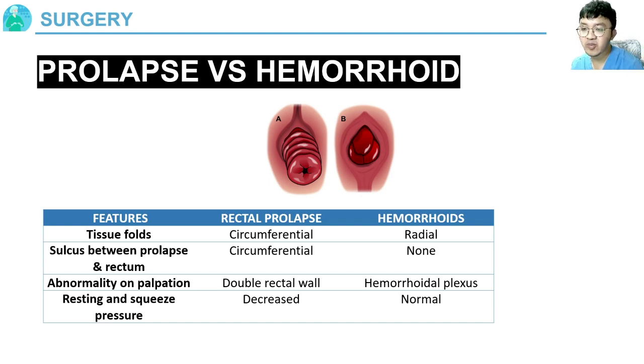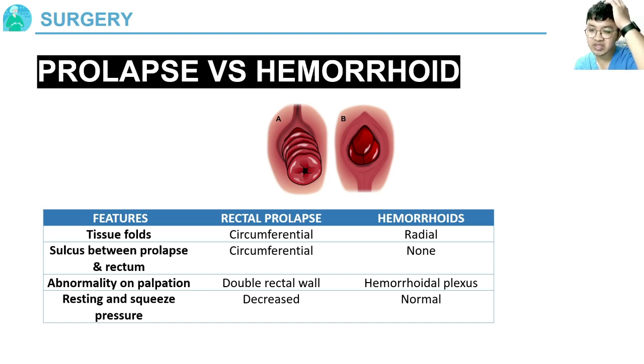Okay? So on palpation for rectal prolapse, you're going to feel a double rectal wall. For hemorrhoids, it's just the hemorrhoidal plexus, which is thin-walled as compared to a double rectal wall. For rectal prolapse, if you place a finger in and ask the patient to strain, if the pressure is decreased, then it's a rectal prolapse. If it's normal, it's a hemorrhoid.